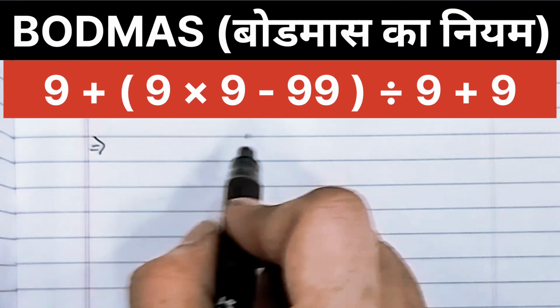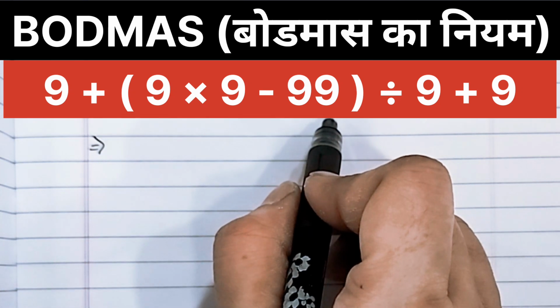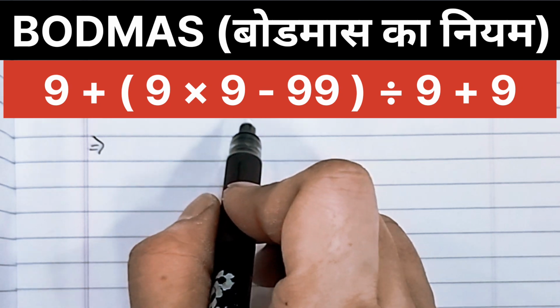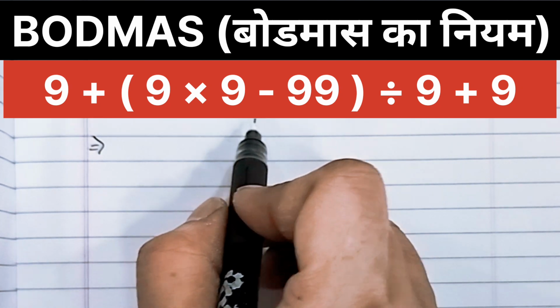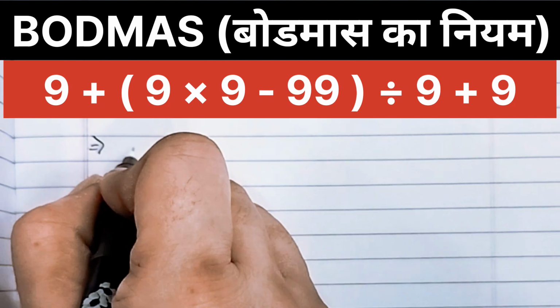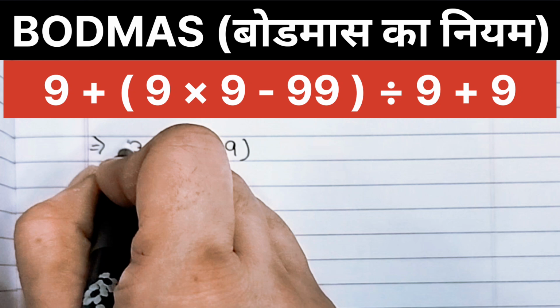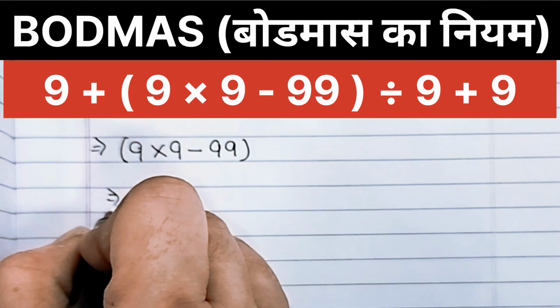In step 1, first we solve brackets. First we solve the operation inside the parentheses. Within the brackets, we still follow BODMAS. So we first perform multiplication before subtraction. Now 9 multiply 9 minus 99. So first we perform multiplication.